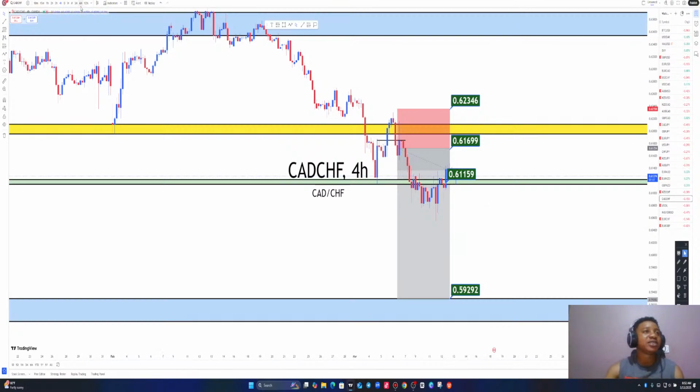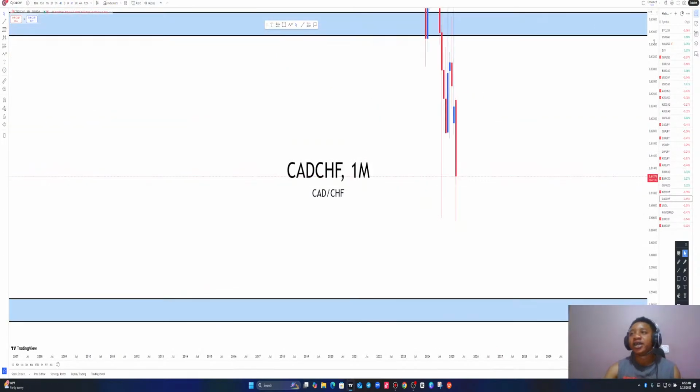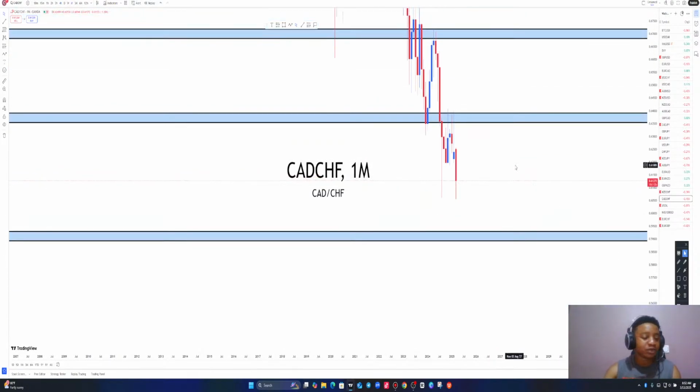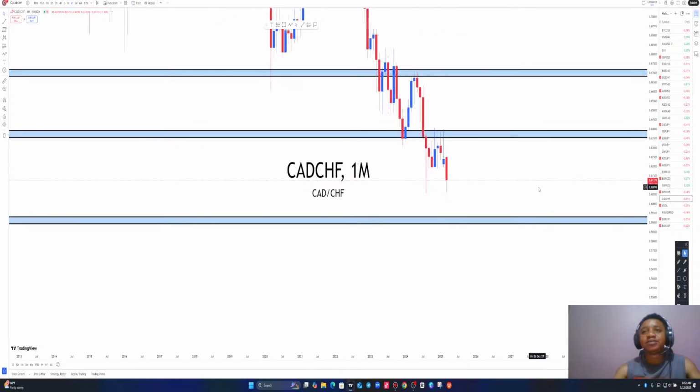So CAD CHF, let's take it all the way to the monthly time frame and then start another analysis on CAD CHF so that we can add more opportunities in the same direction in case we get one. So CAD CHF on the monthly time frame, let's put meaning into it.